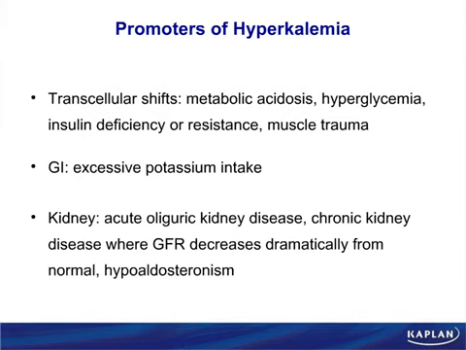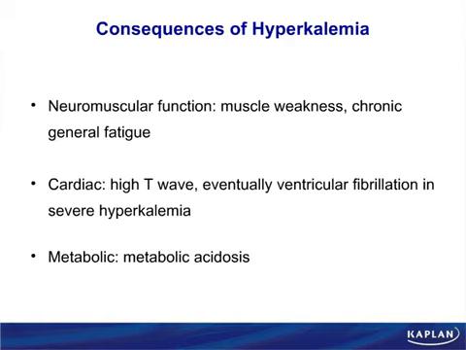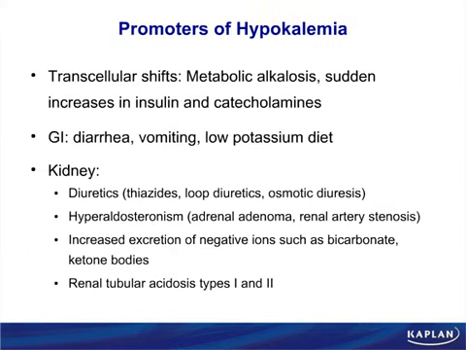So, you will see hyperkalemia in two conditions: renal failure and hypoaldosteronism. That's the type 4 renal tubular acidosis. So where there's low aldosterone or where there is renal dysfunction, you will see hyperkalemia. This is very important to know, and you will be tested on this. Clinical effects of hyperkalemia: neuromuscular effects. You can have muscle weakness. Cardiac, you can have peaked T waves. Eventually, you can have ventricular fibrillation, and also metabolic acidosis.